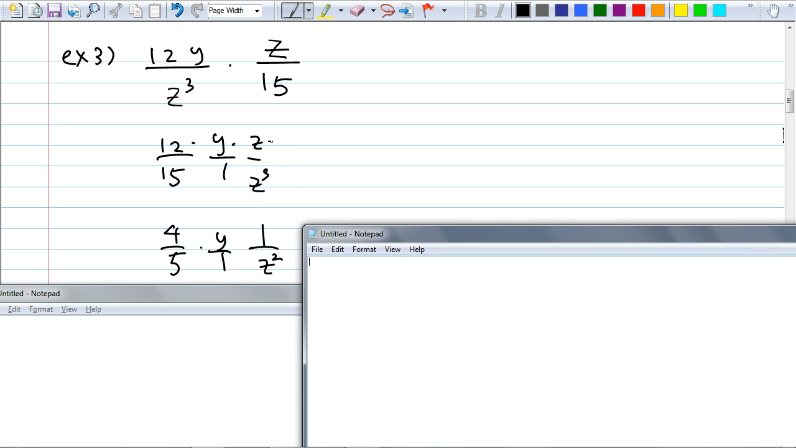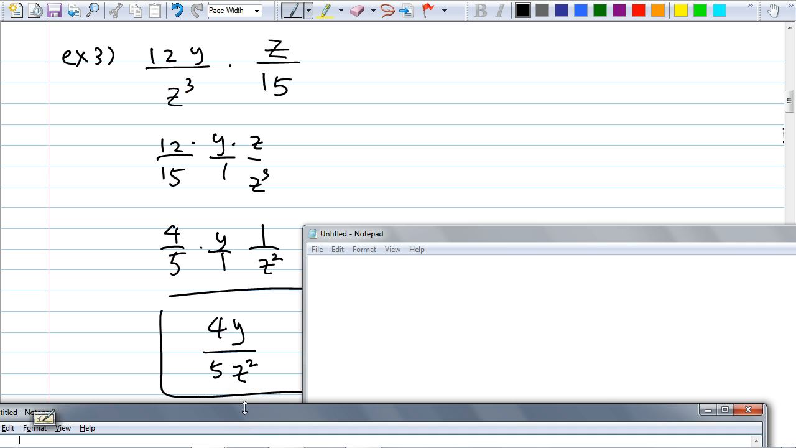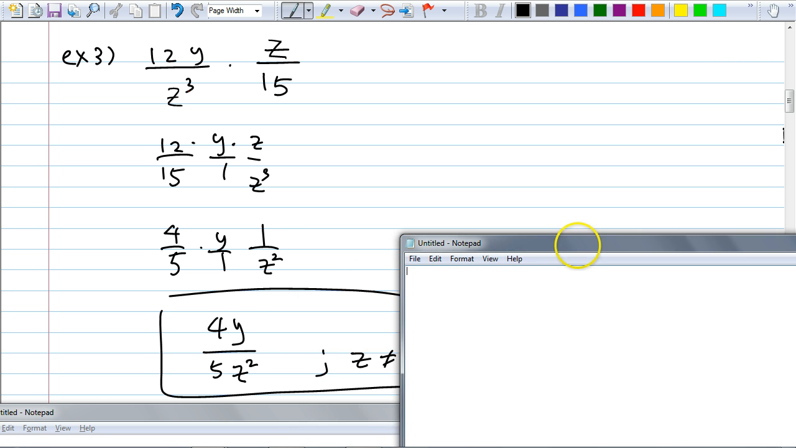So what do we do? Brianna, when you gather all these together, what do you get? You get 4y over 5z squared. How many people got 4y over 5z squared? Raise your hand. Good. Am I done? No, I'm not. Matthew, what's my restriction for this? That's right, z can't equal 0.